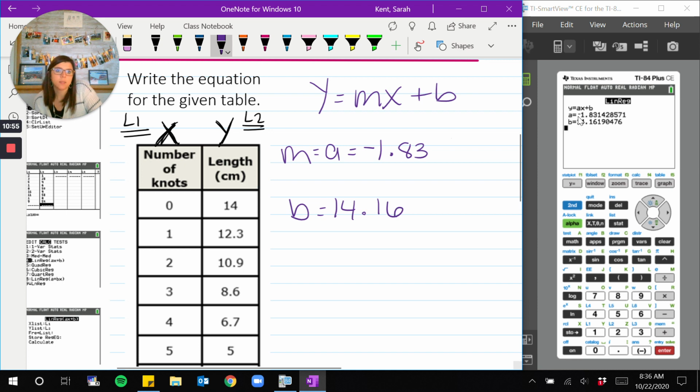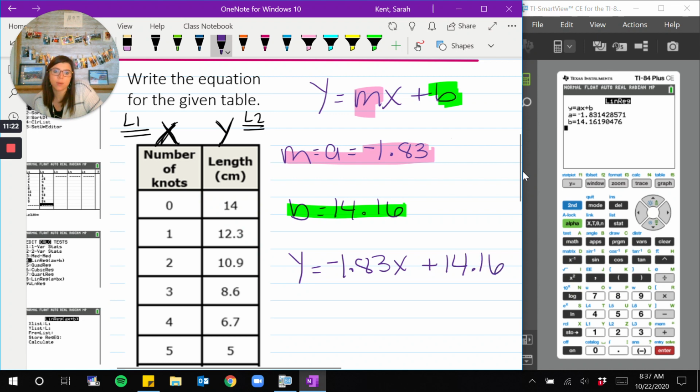I just took the numbers from the calculator, and now I can take this number and put it in for the slope, and I can take this number and put it in for the y-intercept. So when I write my final answer, I'll have y equals negative 1.83x plus 14.16. So I put this number here, and I put this number at the end, as you can see in the answer.